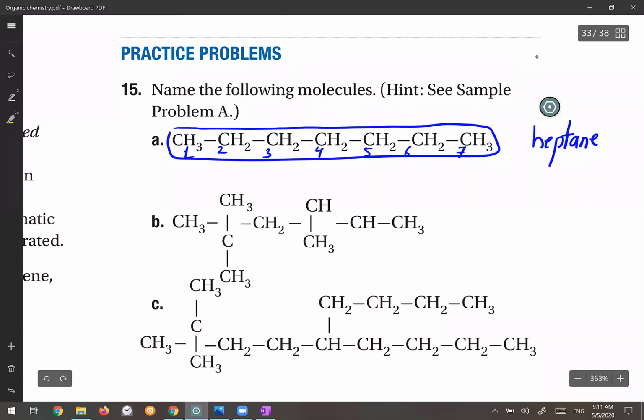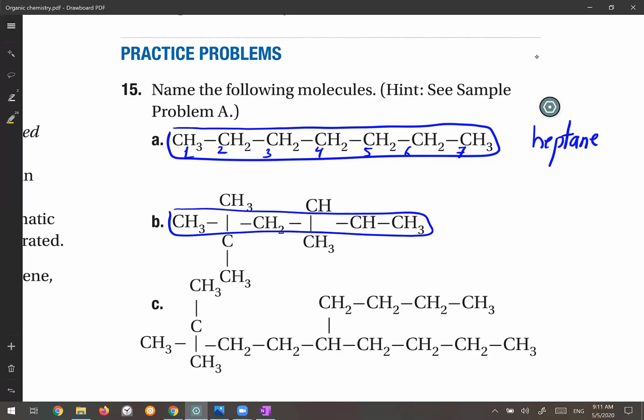Okay, so the first one was very easy. But in part B, you don't have this straight chain hydrocarbon, you have branched alkane. So you have to find the parent. So it's very clear that the longest chain is this one. Okay, so the longest chain has 1, 2. Okay, here a carbon is missed, so you can write it. Okay, here must be carbon.